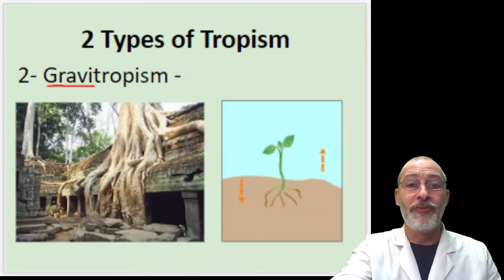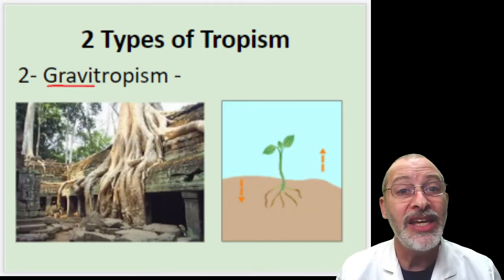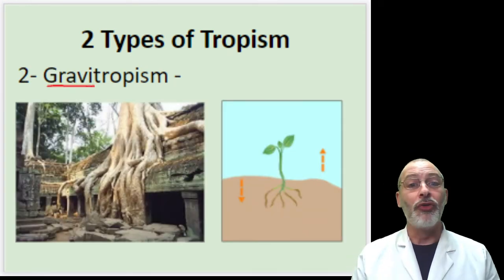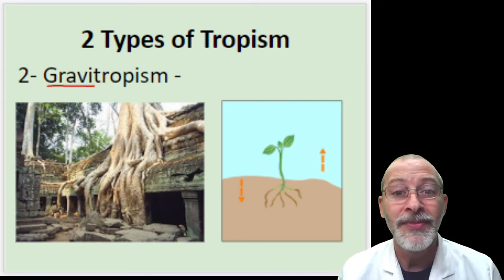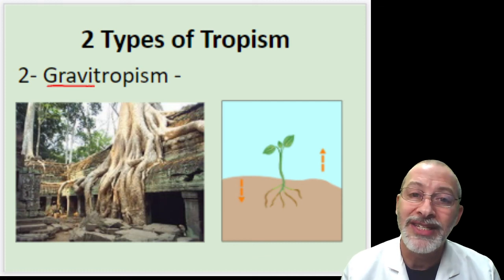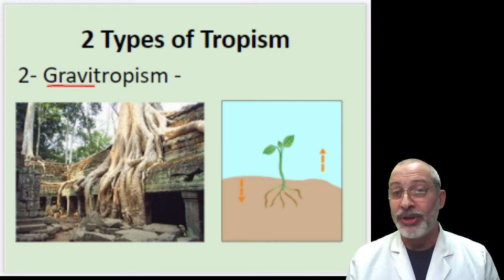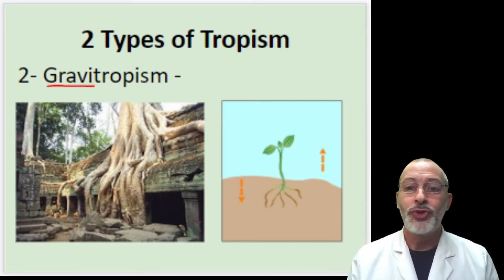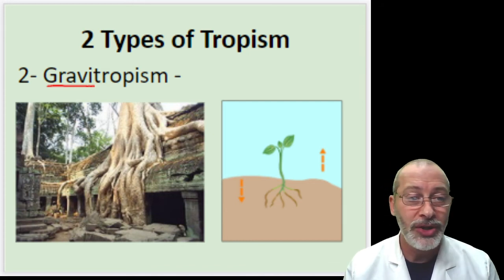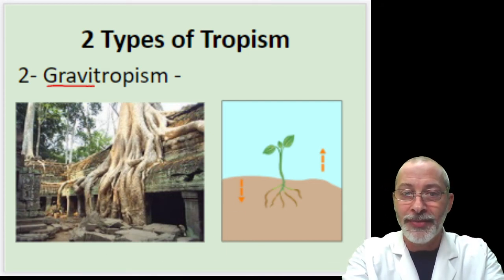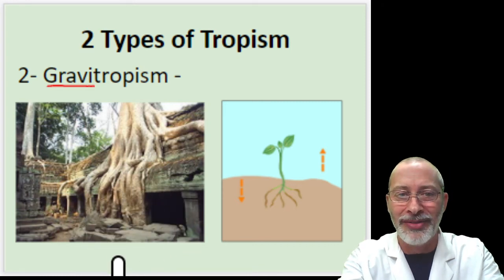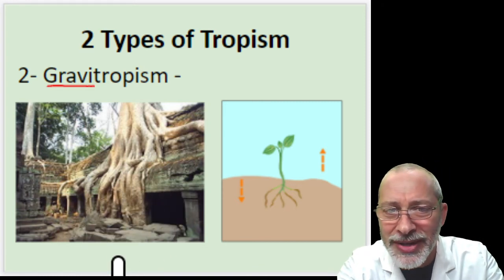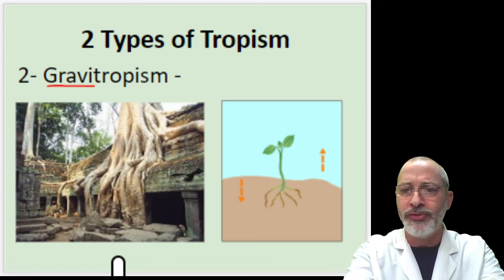But here's the next type of tropism, gravitropism. Gravitropism, as the prefix implies, refers to gravity. A plant's response to gravity is called gravitropism. I mean, check out this picture of these roots growing down on this old structure. Looks like something out of an Indiana Jones movie.